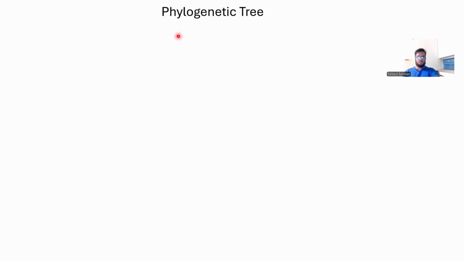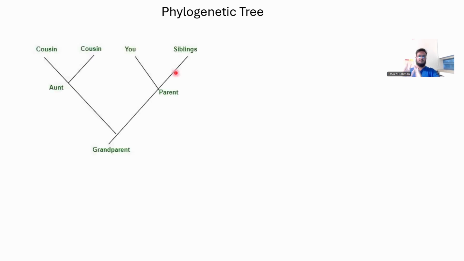So first of all, let's go to the phylogenetic tree. Let's not complicate things first. Let's just look at a family tree. Everyone understands the family tree, right? Assume that this is you, the one who is watching the video. Maybe you have some siblings and both of you obviously come from the same parent, right? Now, obviously your parent also has a parent who is known as the grandparent, and your parent, maybe this is your mother. Your mother may have a sister. So that person is your aunt, right? And that aunt can have maybe two children, and both of them are your cousins, right? So this is your family tree.